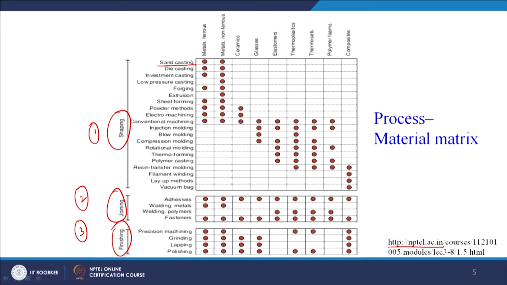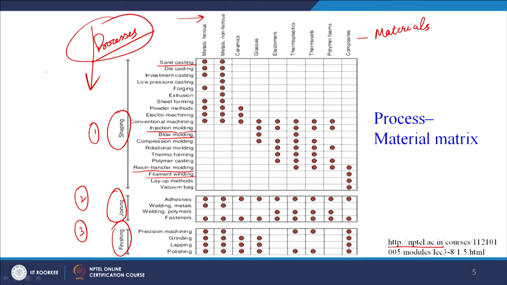Then for polymers, one of the processes is injection molding. For polymers only, blow molding for making mineral water bottles. Then for composites, there is resin transfer molding and filament winding. So for different types of materials, there are different types of processes. Now I have taken an example: in different columns we have the materials, and in this direction we have the processes. So we have processes which are broadly classified into three categories, and materials.